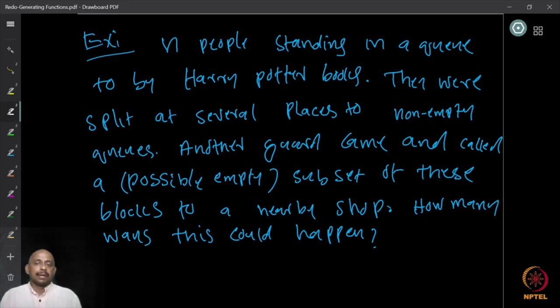Now, an example. We have n persons standing in a queue to buy, let's say, Harry Potter books. People stand in the queue to buy this. Now they are split at several places into non-empty queues. Some clerk comes and says, you are standing in the queue, let us split you into several parts by putting some barricades in between. Then another guard comes and calls some subset of these blocks of people. So the queue is partitioned into several blocks.